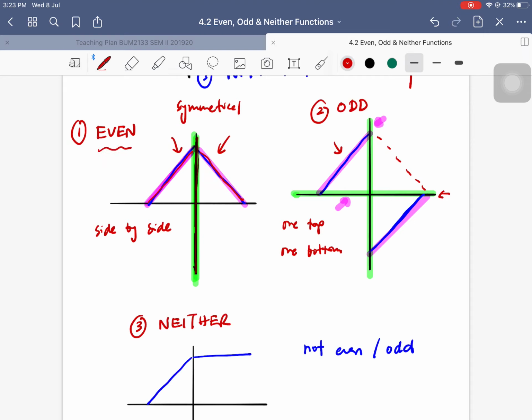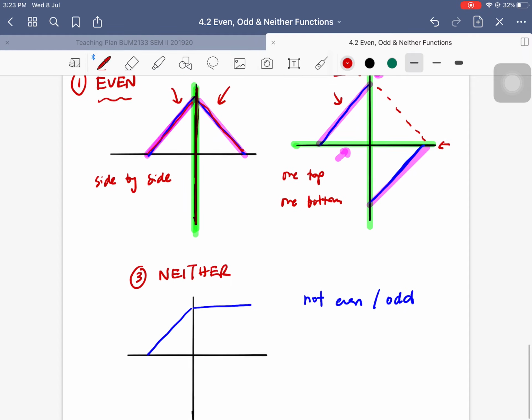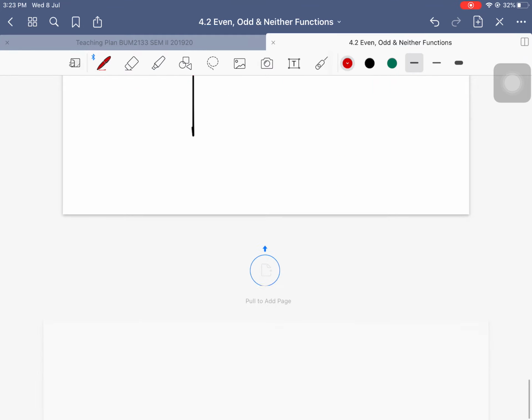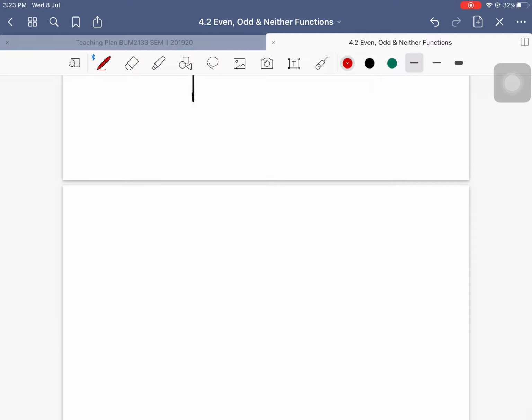Okay, that is characteristic of an even function. If it's one at the top, one at the bottom, separated by the axis, that is a characteristic of an odd function. So if it doesn't have either of the characteristics, it is called a neither function. So that is how you identify them.